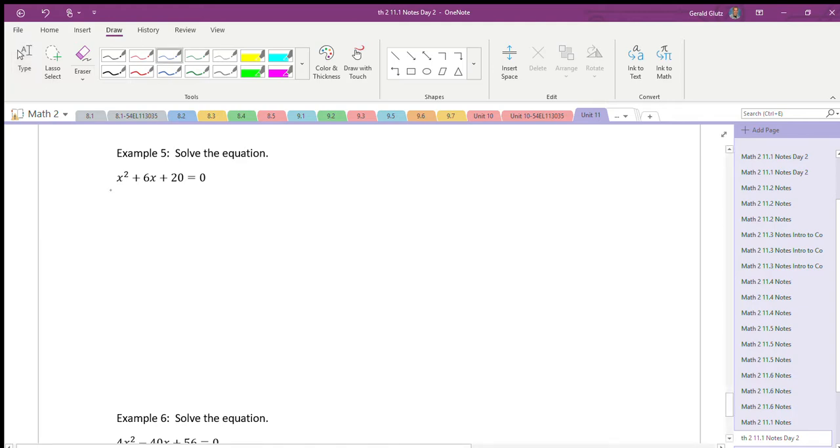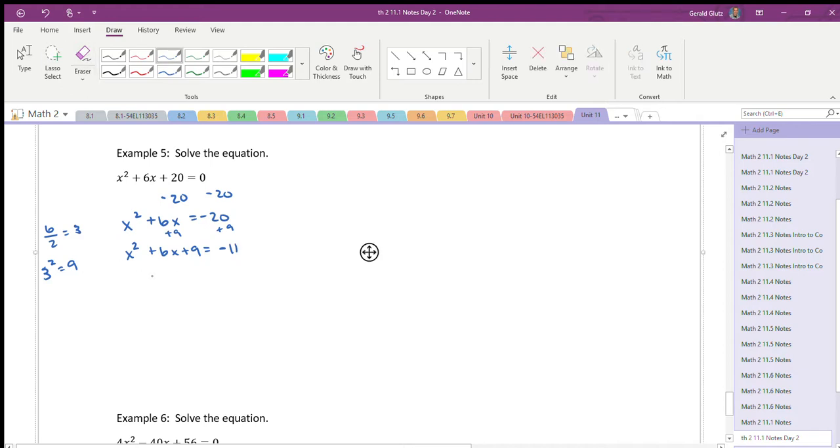So the a is still 1. So first thing I'm going to do is get rid of c, so subtract 20 on both sides. So x squared plus 6x is equal to negative 20. Take half of b and square it. So that's the number I'm adding to both sides. So I'm adding 9 to both sides. x squared plus 6x plus 9 equals negative 20 plus 9 is negative 11.